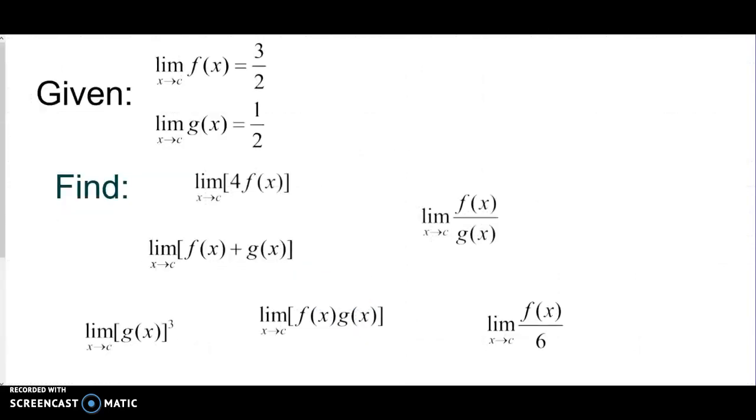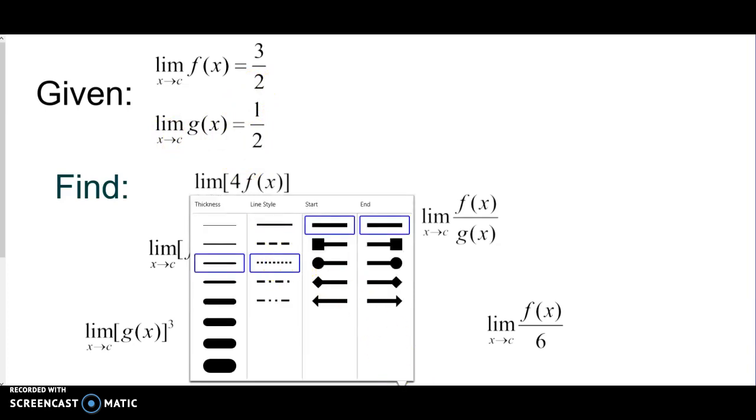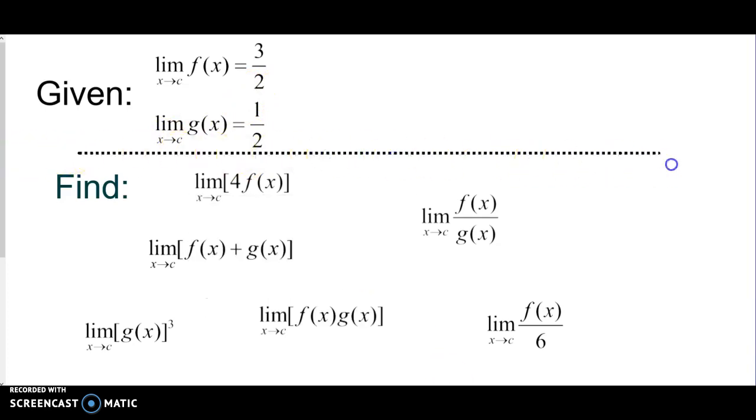So let's use these properties to find or evaluate some of these guys here. So we're given that the limit of f of x is 3/2, and we're given that the limit of g of x is 1/2. So what I'd like you guys to do is use that given information and use the properties we just discussed to figure out what these should equal. So go ahead, put me on pause.